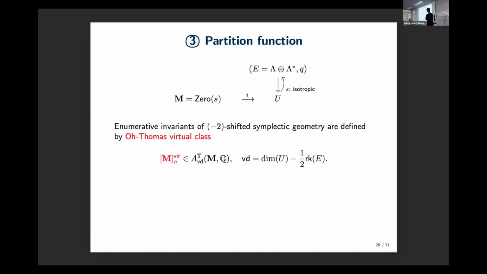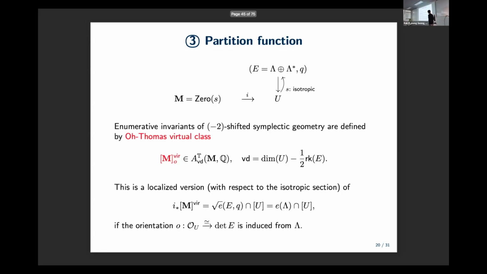And this is due to Jungsuk, who is here. And this is some notion of a virtual class living inside a homology, or if you're an algebraic geometer, this lives inside a Chow group of your moduli space. And this has an expected dimension, which is a virtual dimension. And the difference is that usually if you cut out your space by some equation out of an ambient space, the expected dimension is the dimension of the ambient space minus the number of equations. But because of this isotropicity, the expected dimension is actually half of what we actually have.